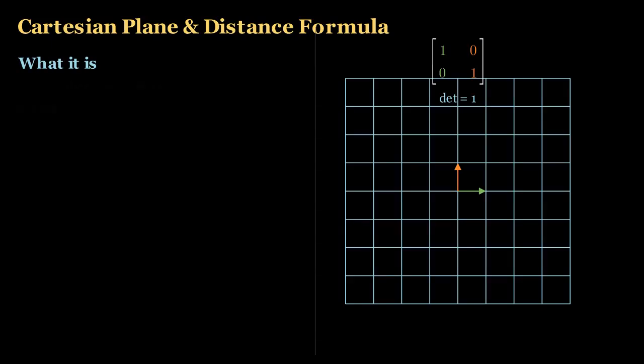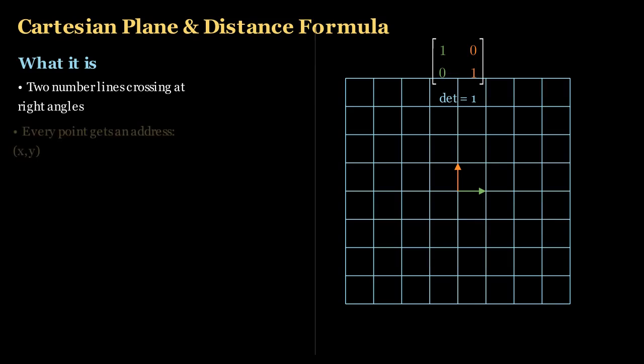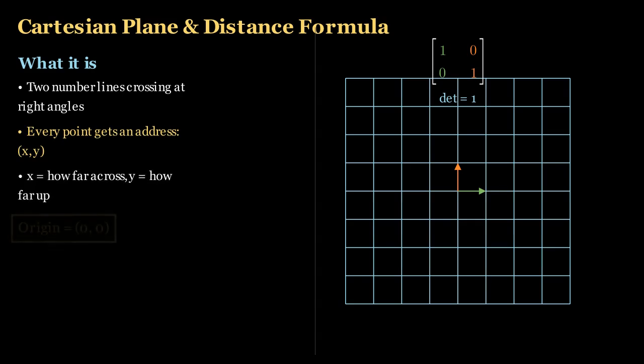Imagine a flat, endless sheet of paper. To describe exactly where something is on it, we draw two number lines that cross at right angles right in the middle. The horizontal one is the x-axis, and the vertical one is the y-axis. They meet at a point we call the origin, which is 0 on both lines.